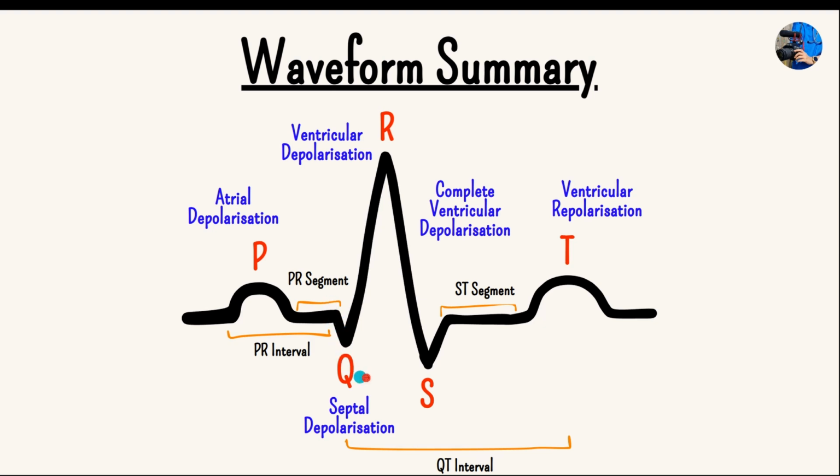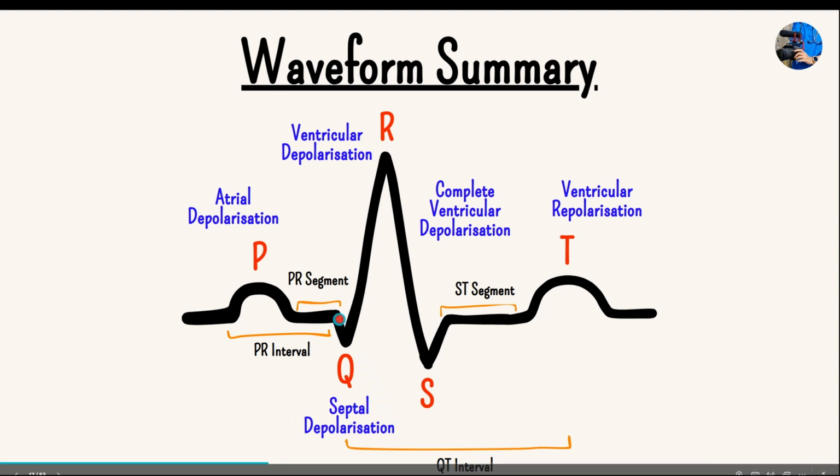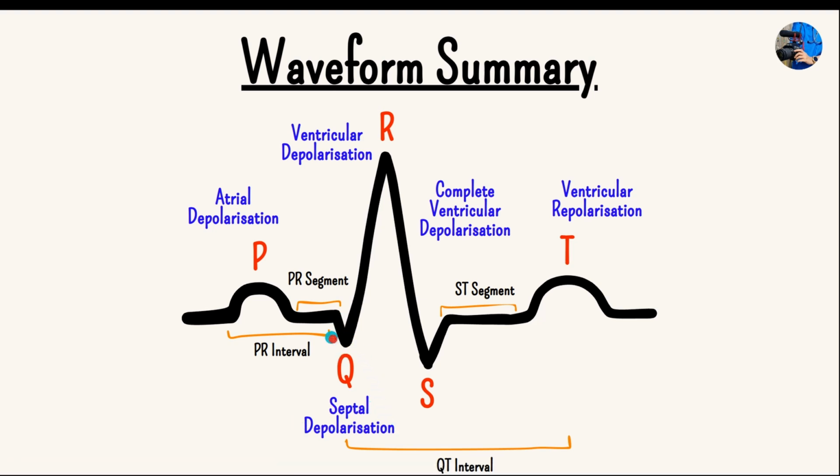As we move down into the septum, it also becomes depolarized, and we get a slight negative deflection because we've got somewhat of a horizontal depolarization happening, so we get a slight downward deflection. Then we've got the main event, our R wave, which is representative of ventricular depolarization. This is when the positive charges in the heart are traveling to the ventricles, big positive energy towards the positive electrode.